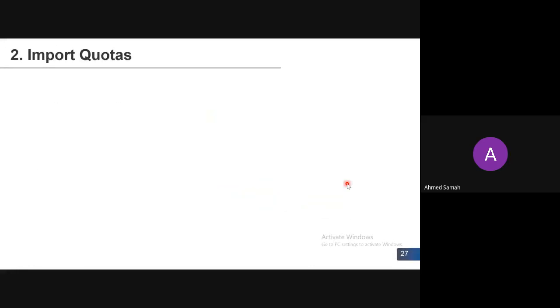Then another type of restriction is import quotas. So a quota is a limit on the quantity of imports.